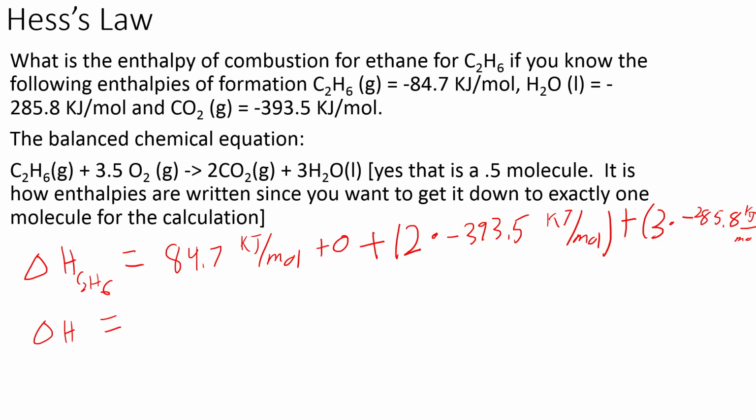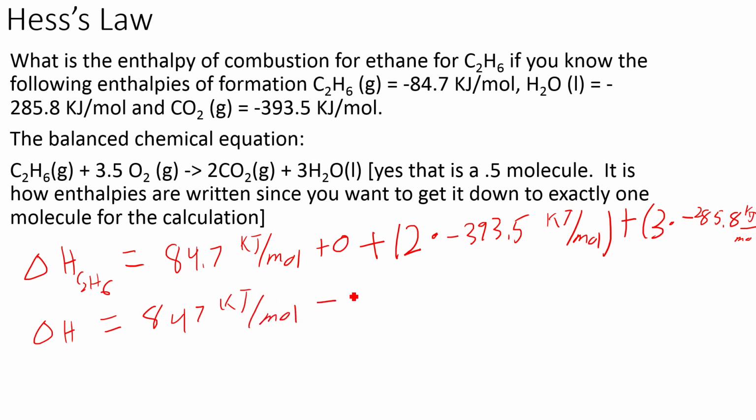Okay, so now our delta H for our combustion is going to be equal to 84.7. We're then going to have 393.5 times 2. That'll give us negative 787, as long as you remember the negative. And you also have 285.8 times 3, which you have to remember the negative for, which is negative 857.4. So we end up with, let's write that down. We have 84.7 kilojoules per mole. No multiplication or anything to worry about there yet.